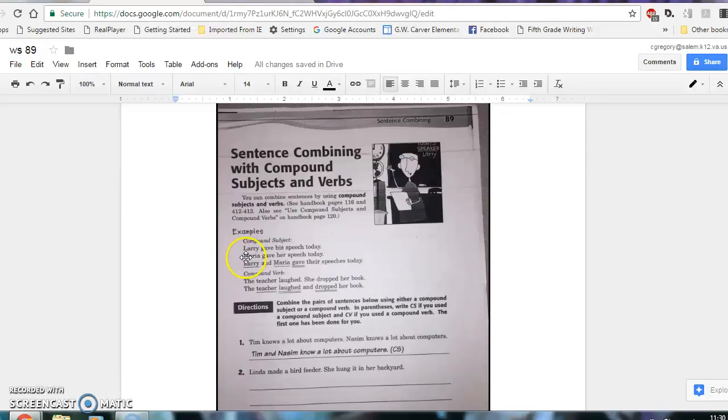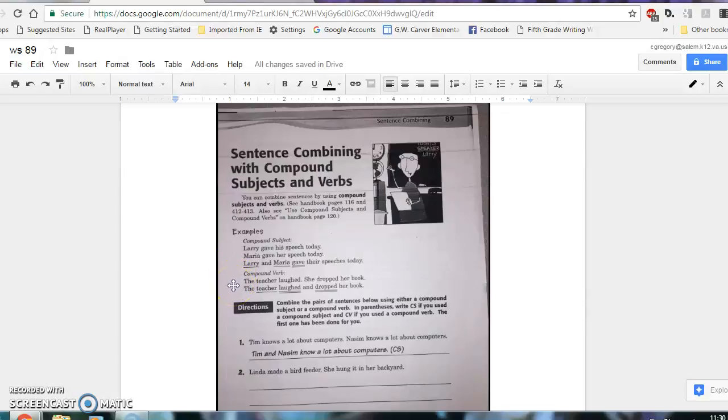We have Larry gave his speech today. Maria gave her speech today. If you look at those two simple sentences, you have two different subjects and one predicate, gave their speech today. So in order to combine them, you can just give it a compound subject, two people, Larry and Maria, with one predicate. Larry and Maria gave their speeches today.